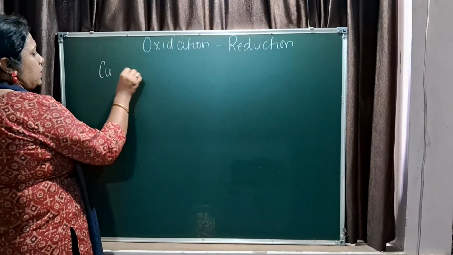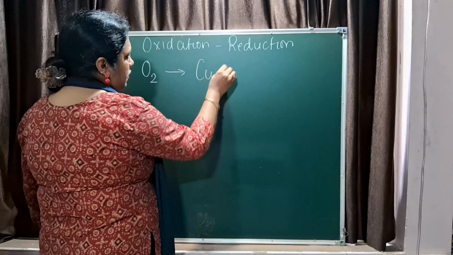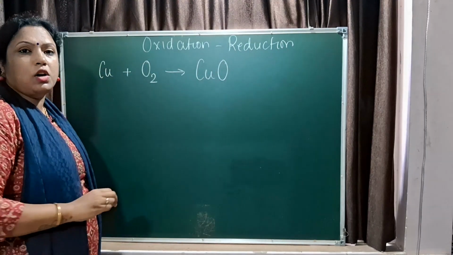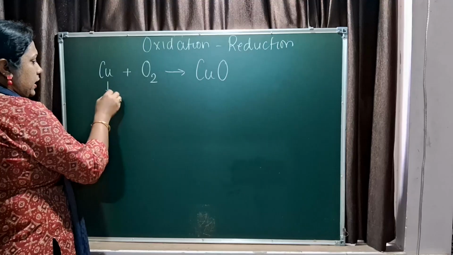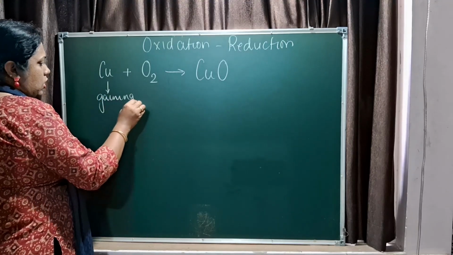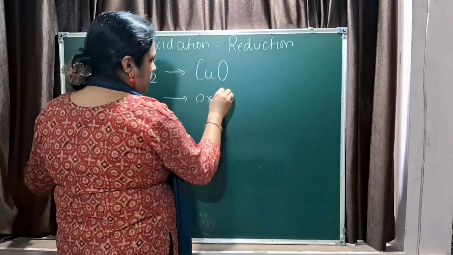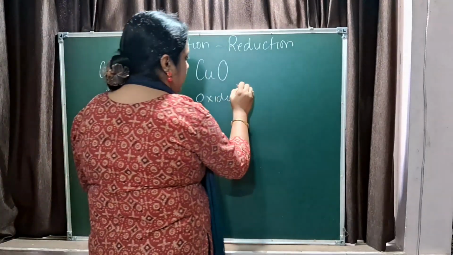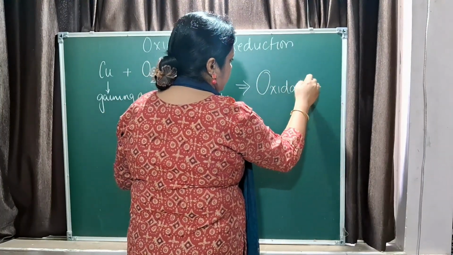When copper reacts with oxygen, it forms copper 2 oxide or cupric oxide. Now in this case, copper is gaining oxygen and forming its oxide. So this reaction is an example of oxidation reaction.